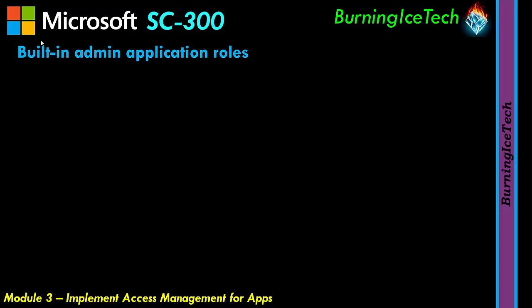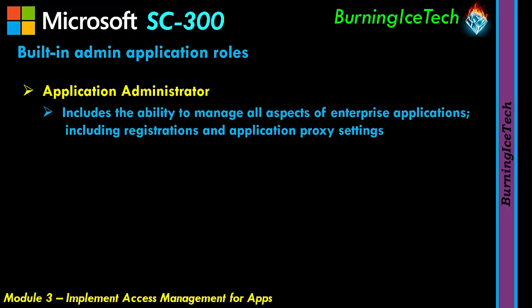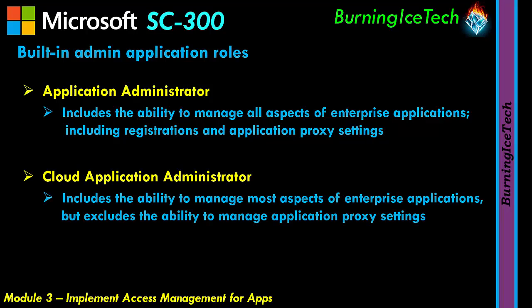Now, there's two roles I'm going to list for you guys. The first one is called Application Administrator. Now, this one includes the ability to manage all aspects of enterprise applications, including registrations and application proxy settings. The other built-in role is called Cloud Application Administrator. And this one includes the ability to manage most aspects of enterprise applications, but it does exclude the ability to manage application proxy settings.